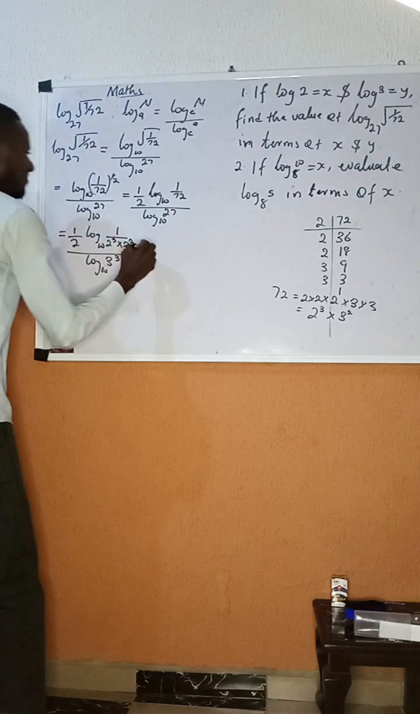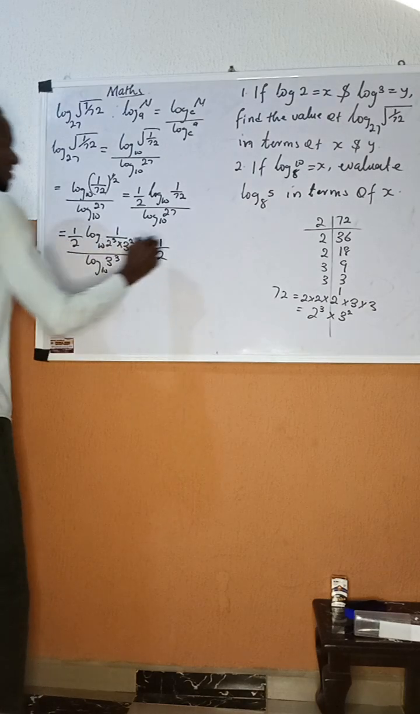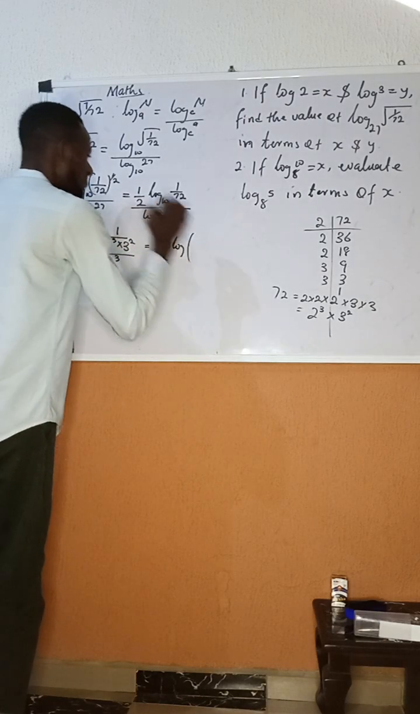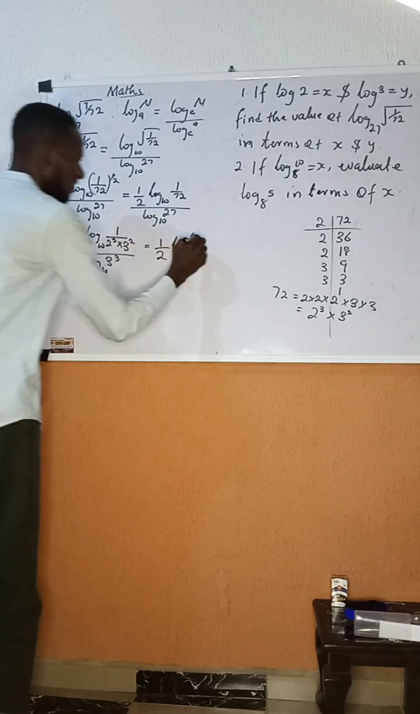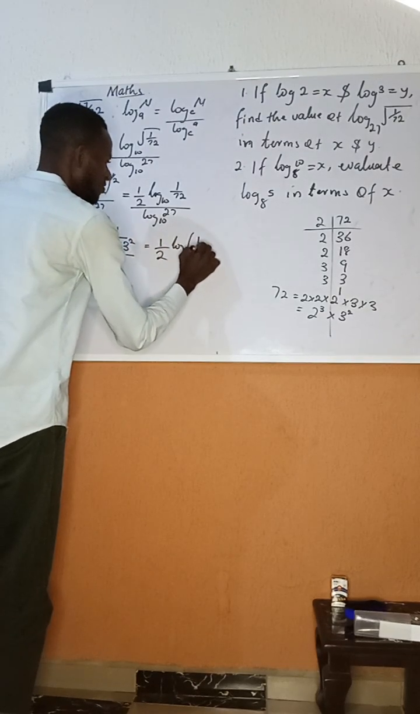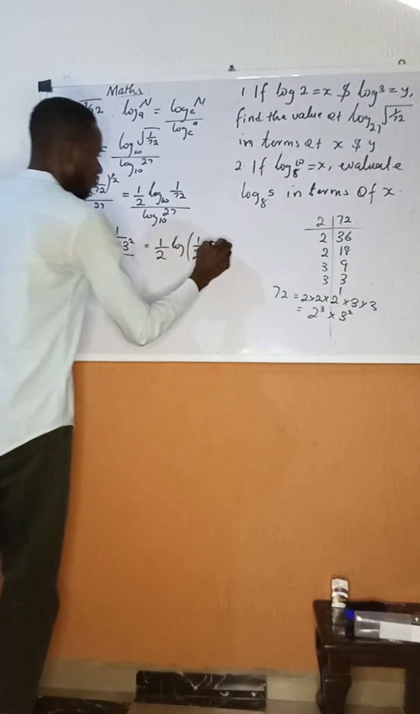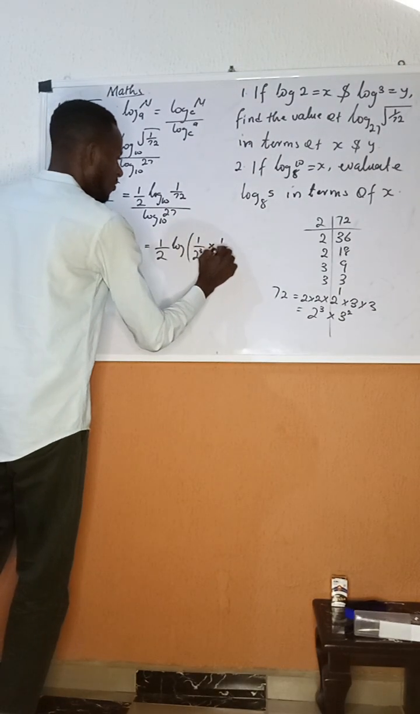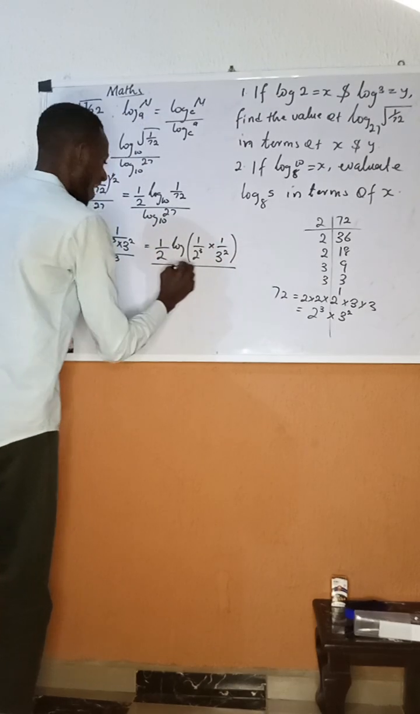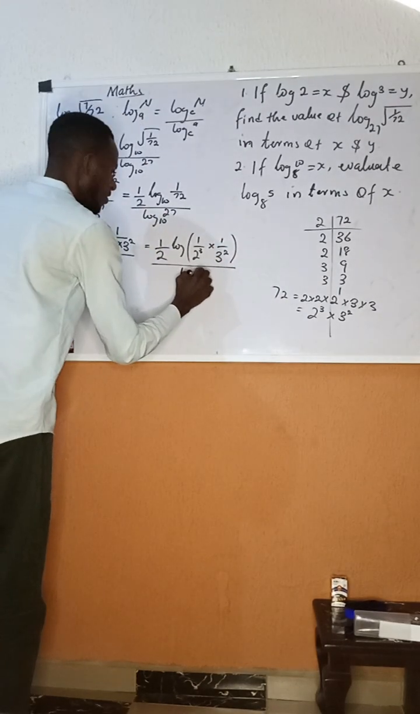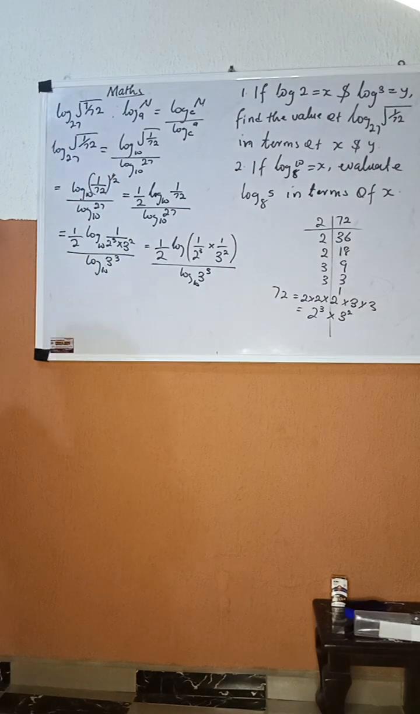Now, this thing equally can be expressed as this 1 over 2, which is what I have here. Then we have log, and we open a bracket. What I have here is 1 all over 2 raised to power 3, multiplied by 1 all over 3 raised to power 2. Close the bracket, all over log of 3 raised to power 3 in base 10.